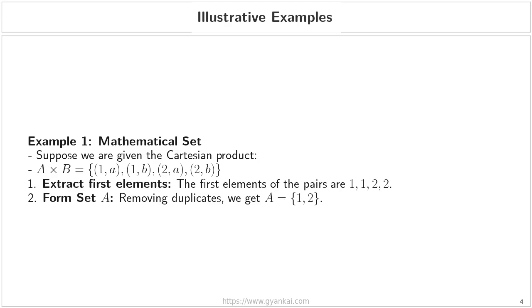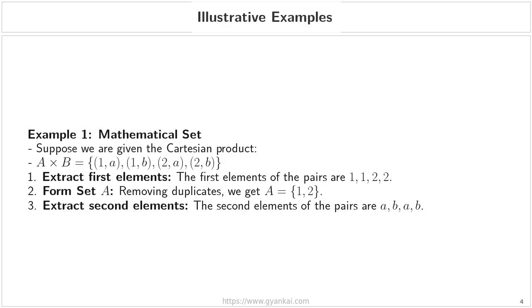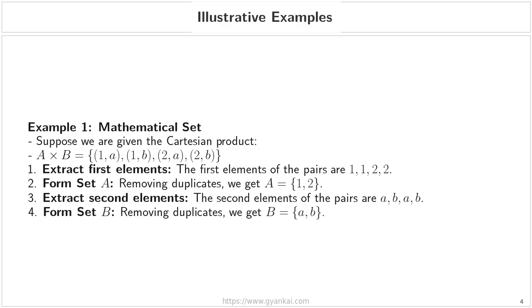Now, remembering our rule about uniqueness, we must remove the duplicates. This leaves us with the set A, which is simply the set containing 1 and 2. Next, let's look at the second elements of each pair. We have B, A, and B. Again, after removing the repeats, we are left with set B, which is the set containing A and B.